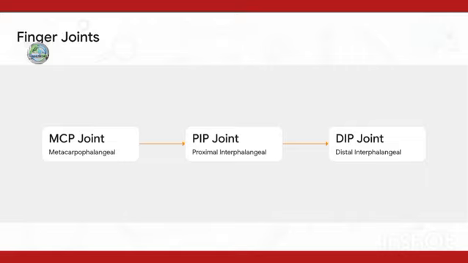Oh, and just a quick bonus fact. Right at the base of the thumb, where it meets those 8 carpal bones, is a really unique saddle joint called the carpometacarpal, or CMC joint.